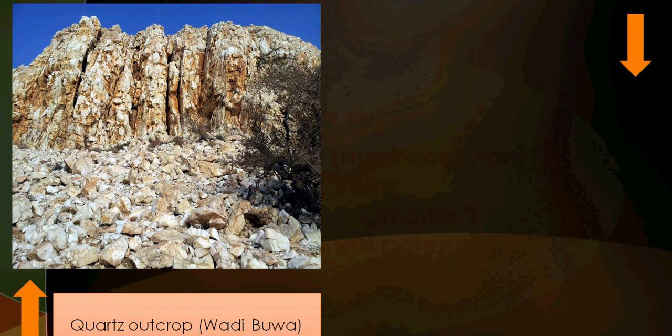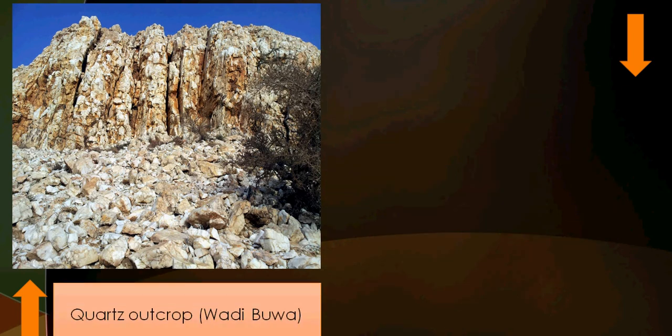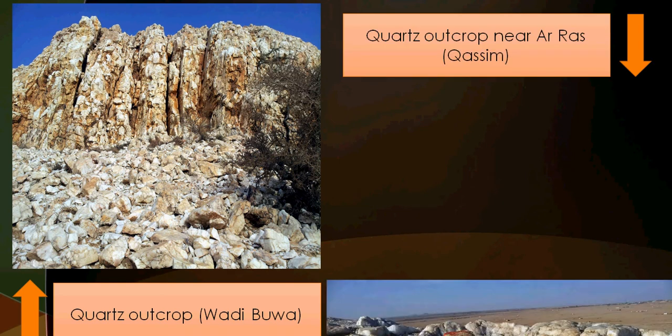Okay, this is the photograph showing a zone quartz occurrence in Wadi Bua. You can see this is the central body of quartz in the form of a mountain, and it is surrounded by feldspar, pink feldspar and white feldspar. This quartz is sitting on top of granite.